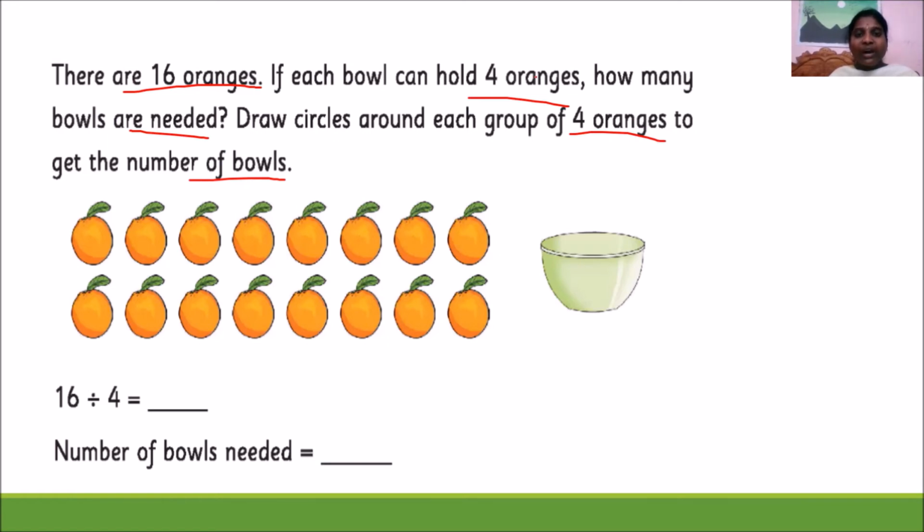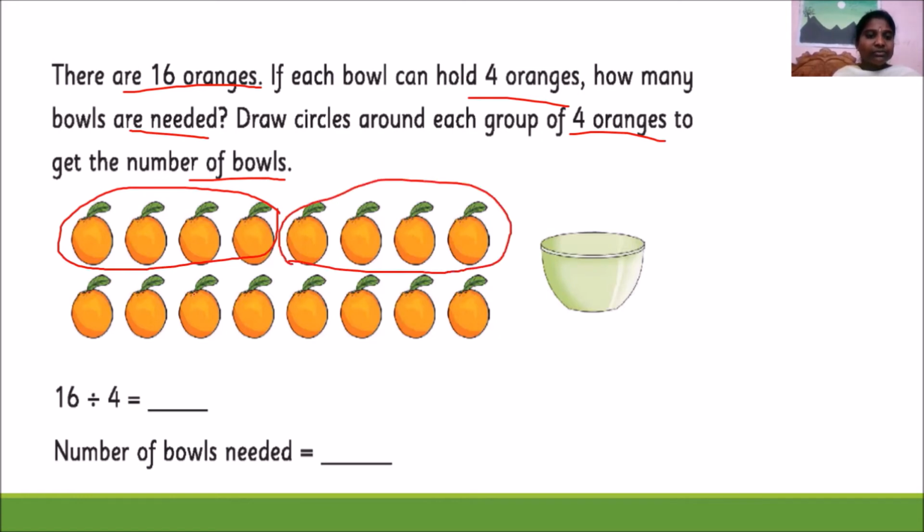What do we have to do? We have to circle the 4 oranges. Okay, 1, 2, 3, 4. So you can draw the circle. Next, 1, 2, 3, 4. So 4 oranges in another circle. 1, 2, 3, 4. Another 4 in one group. 1, 2, 3, 4. The last 4 in another bowl.